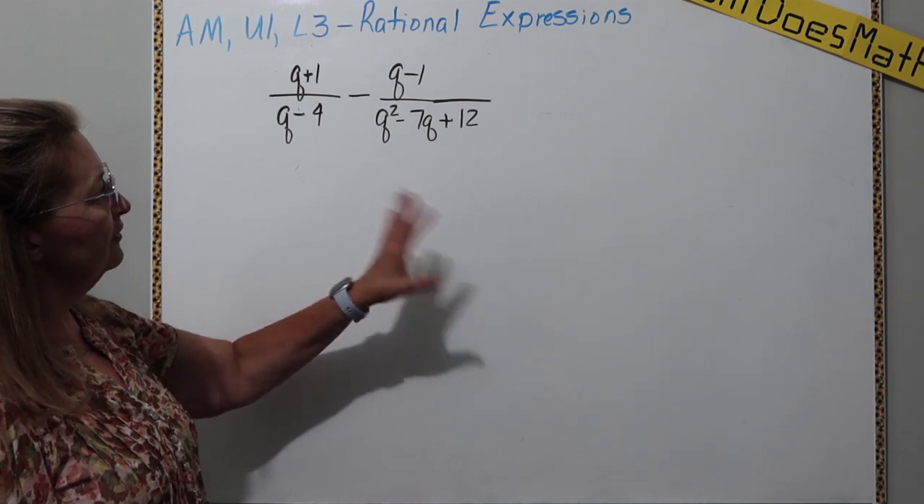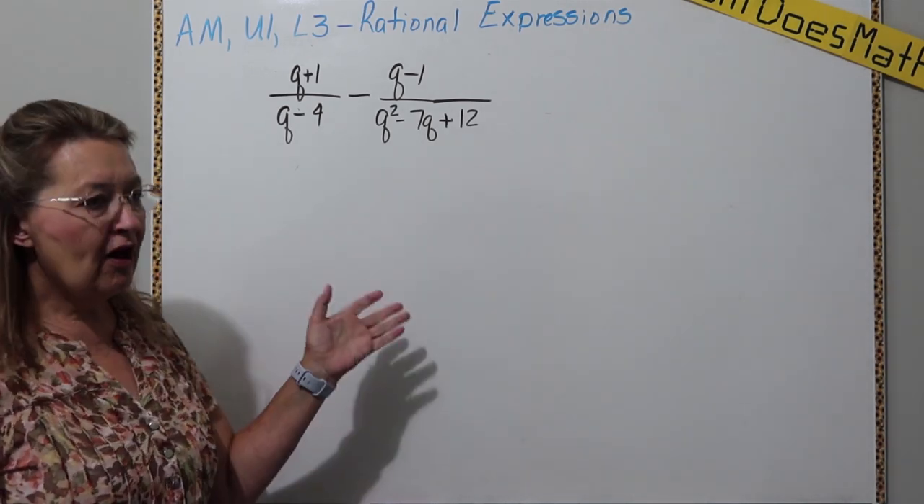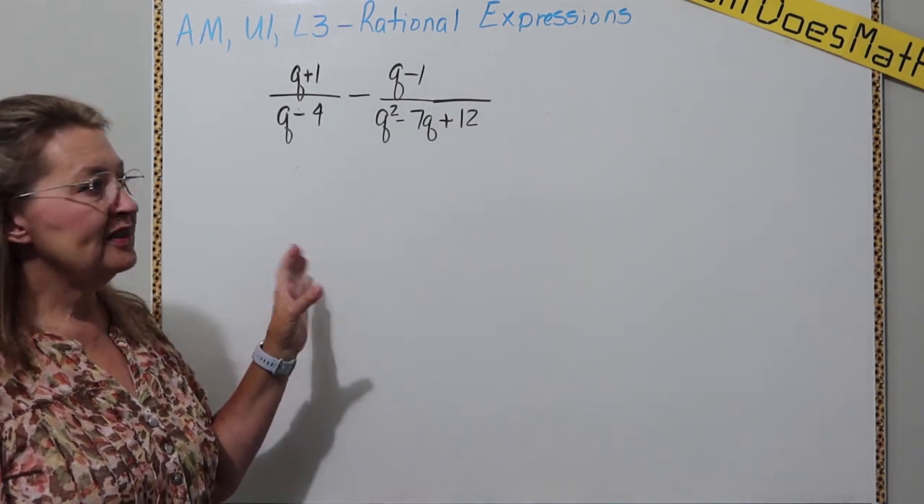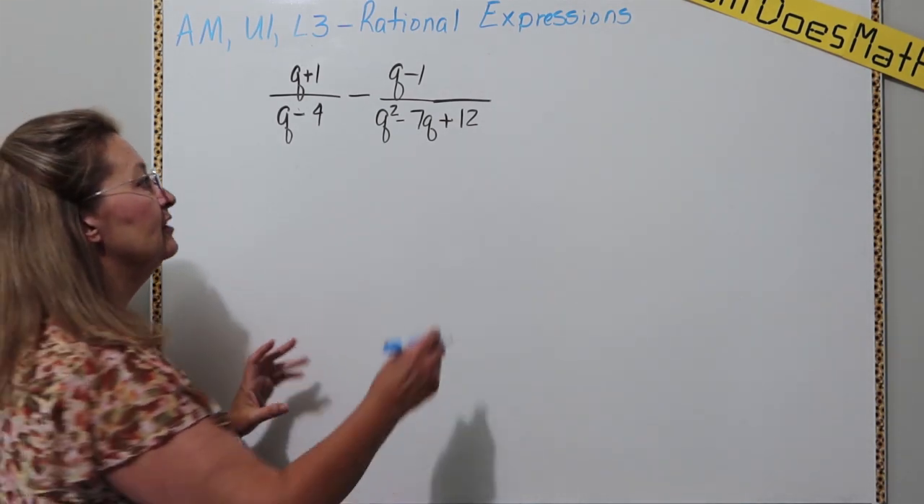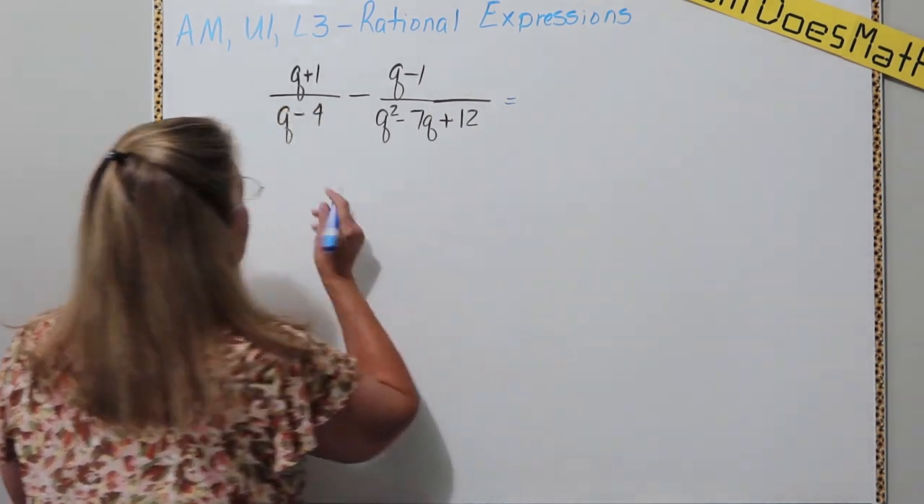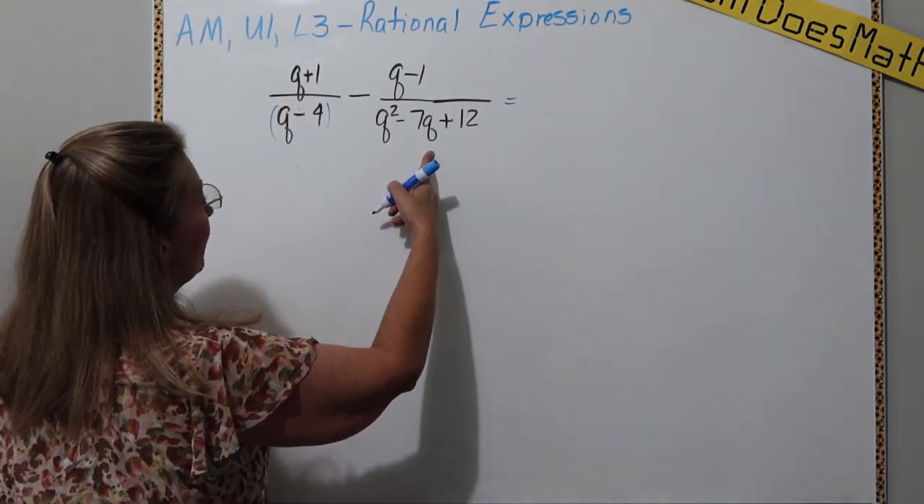Okay, number 11, rational expressions. We need to combine these two fractions. Follow the process. The process is to first get a common denominator by factoring the denominators that you have. So this one is already factored. Won't go anymore. This is a trinomial.